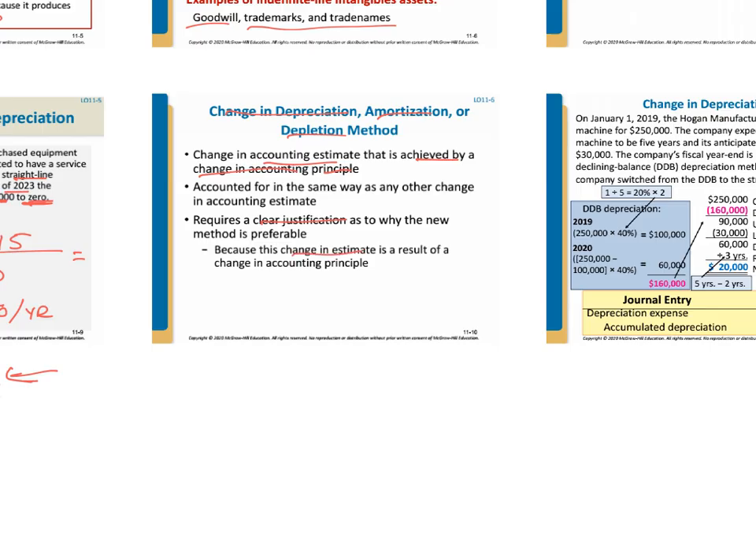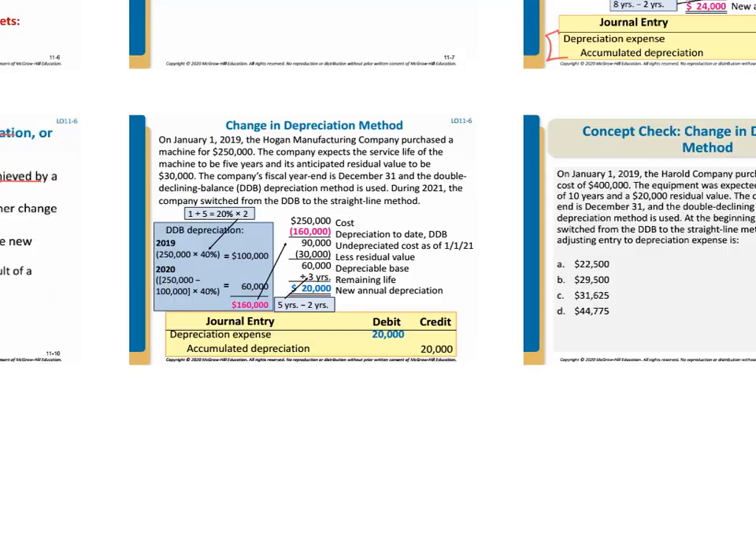Because we're changing this estimate as a result of the accounting principle, we have to justify that change. So we don't have to justify the changes of the other estimates, we just have to indicate the impact. But when we have a change in estimate as a result of a change in principle, we do have to justify the change. As an example, on January 1st, the Hogan Manufacturing Company purchased a machine for $250,000.